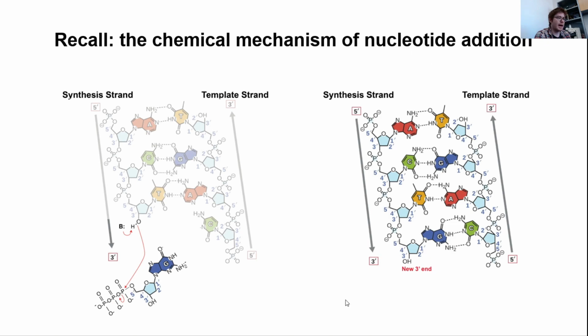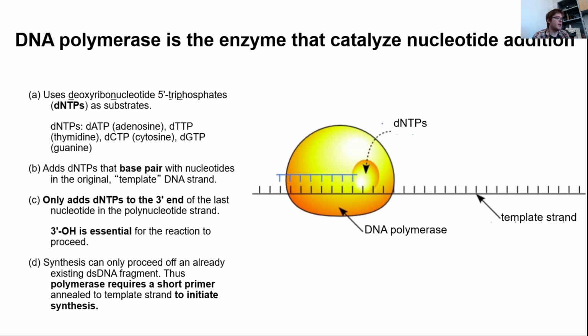And in that way, we're going to add a new nucleotide in our synthesis strand. Now, as I said before, that's the chemistry, but that chemistry is not just going to happen very effectively if you just mix those reagents together. And like everything you've learned in the class, there's going to be an enzyme that's going to serve as a catalyst to facilitate and accelerate this reaction to go forward.